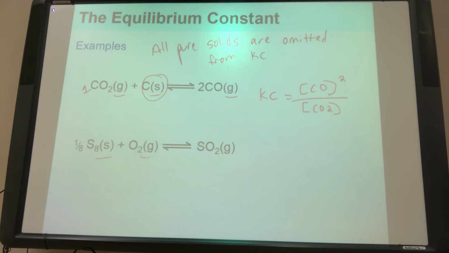I have a solid and a gas. So if I have a solid, that means I don't use it. So Kc is going to be products, SO2 to the first, over O2 to the first. All right, so let's talk about why I don't include solids. We're doing concentrations in my Kc.